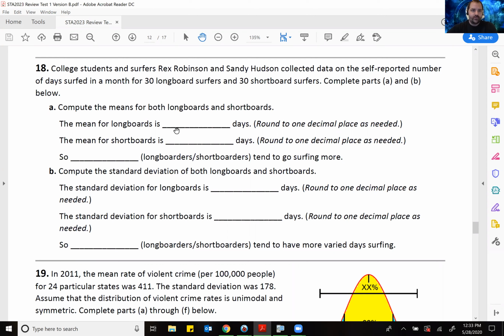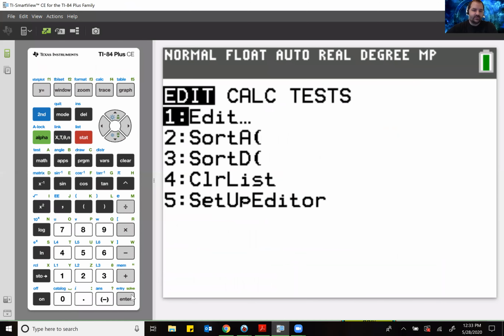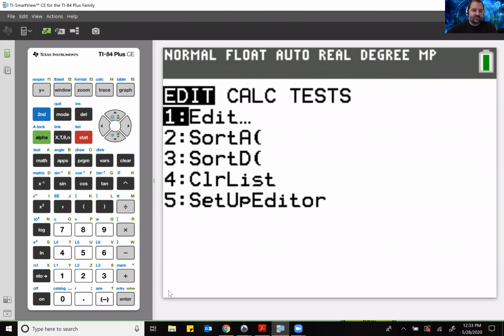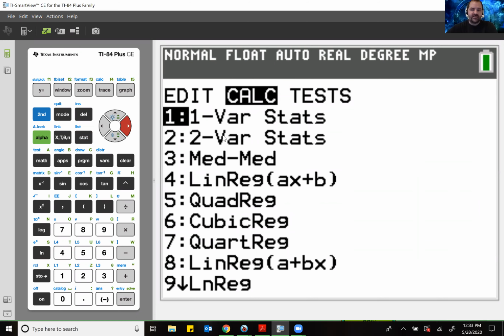So you will plug in your data, and I would just do this one at a time. In our calculator, I would go to stat, go to edit, and I would put in the longboards first. And you should end at 30. Does that make sense? And then run your one variable statistics. When you run that, make sure that you write down the mean and the standard deviation, because that's what they want from the longboards. Follow me so far?